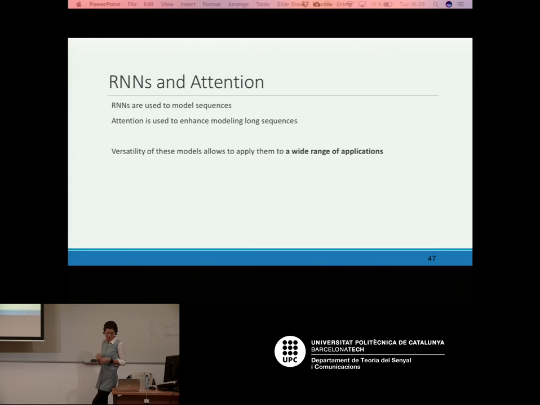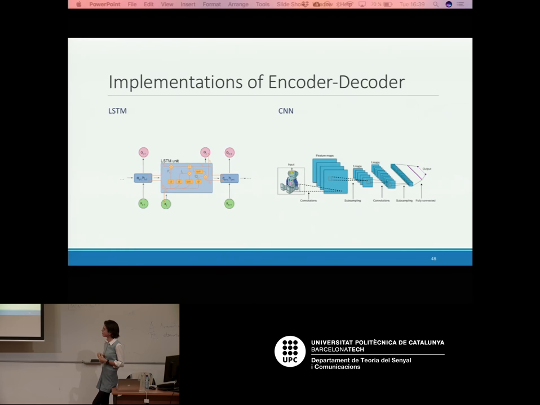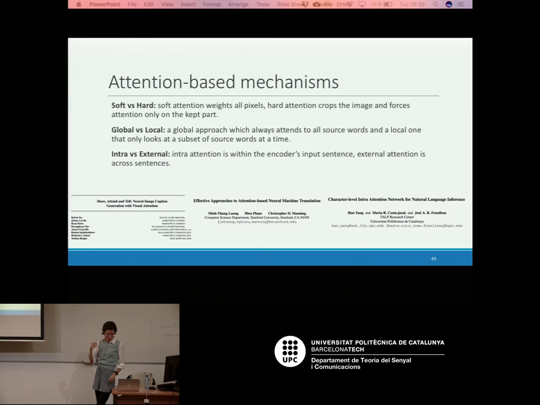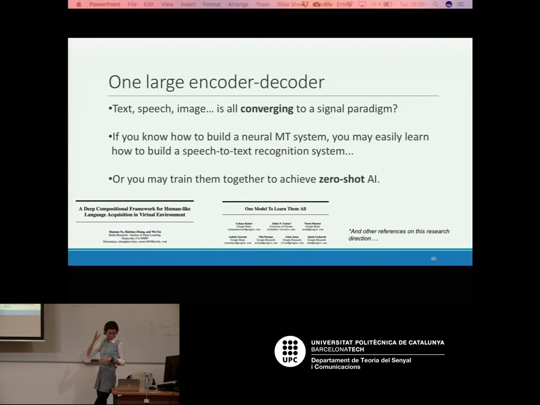So we have different implementations for the encoder-decoder. We have these LSTMs, we have convolutional neural networks for images, but at the end it is the same architecture. We have different attention-based mechanisms, soft versus hard, global versus local, intra attention versus external. But the idea is that we have all these areas, text, speech, image, all converging to a single paradigm, and it's just this deep learning that is making them converge.